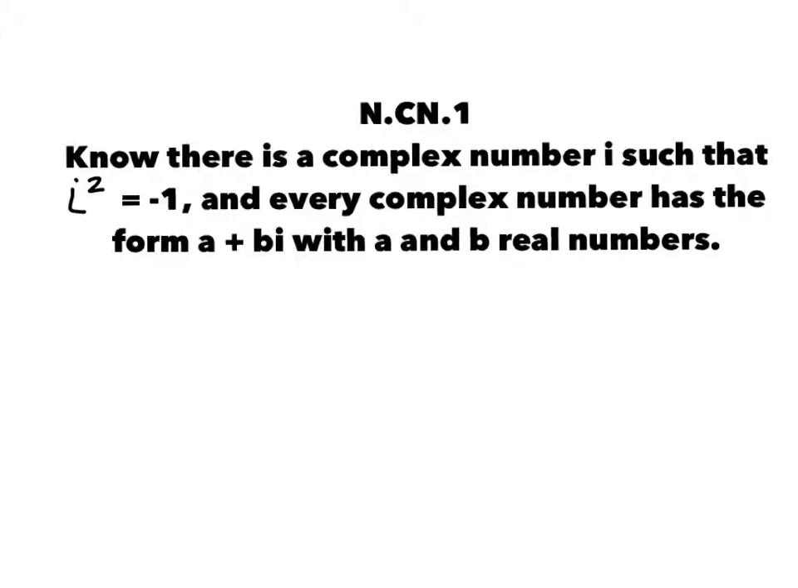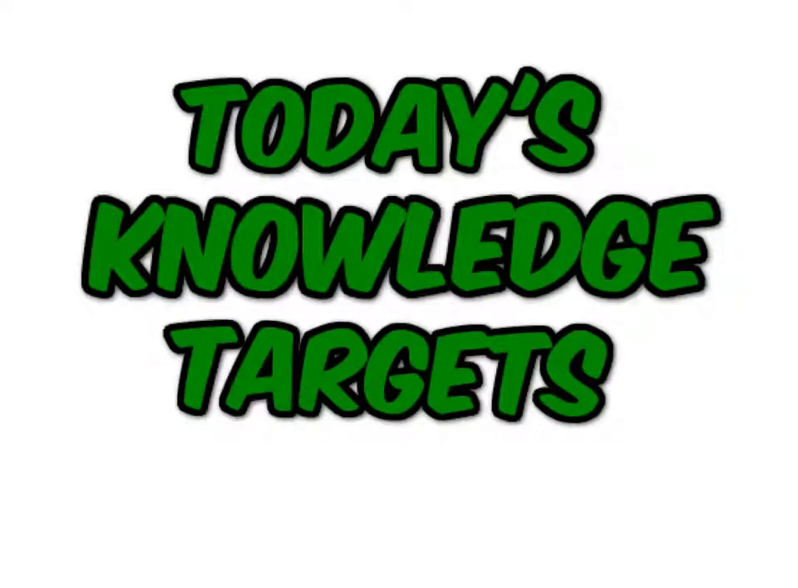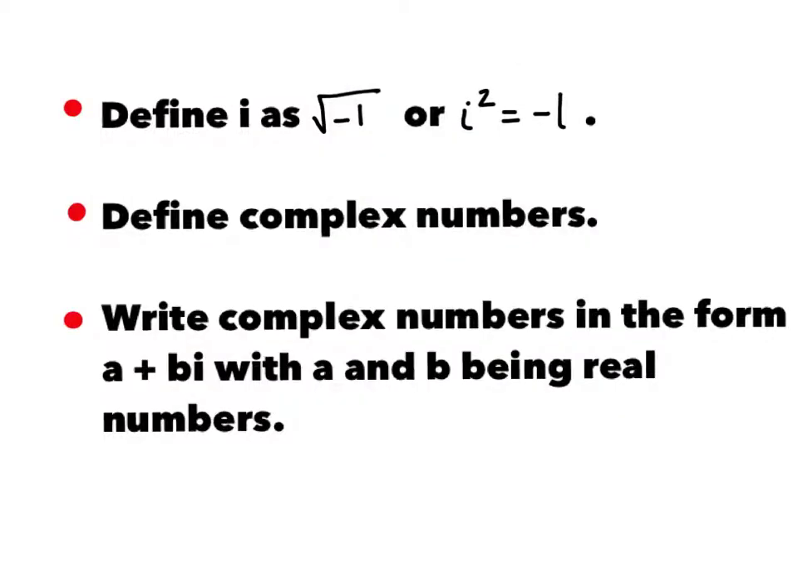Today's objective, same as yesterday. It's going to be know there is a complex number i such that i squared equals -1. And every complex number has the form a plus bi with a and b real numbers. And today's knowledge targets, you'll be able to define i as square root of -1 or i squared equals -1. Define complex numbers and write complex numbers in the form a plus bi with a and b being real numbers. Here's the first example.